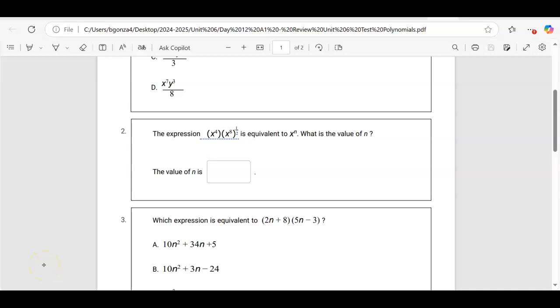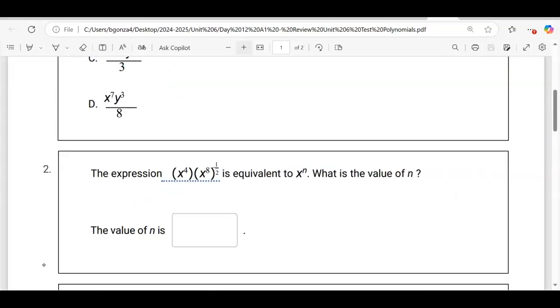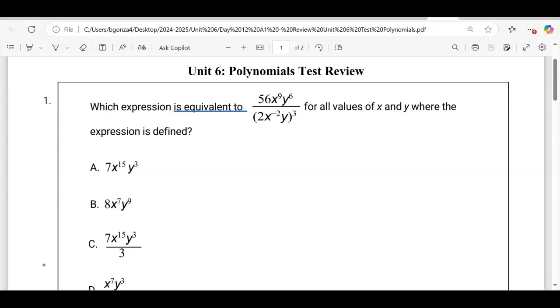All right, so this is the review test. Unit 6 polynomials. All right, so here's a keyword. Which expression is equivalent?